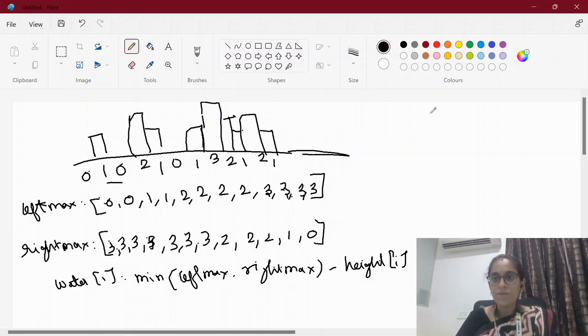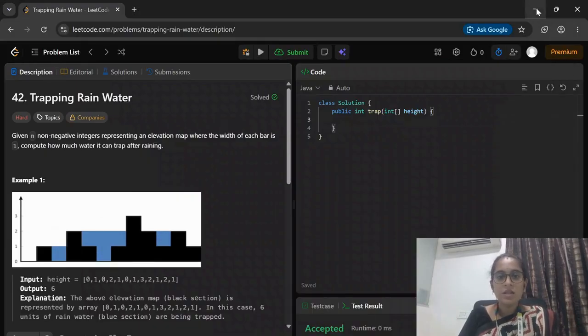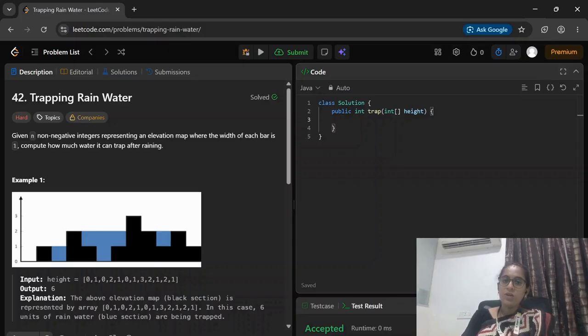So we just look into this code and we start solving the problem. Okay, so here is how to solve this problem. First, they have given a public int trap function with height. First we initialize an n value equal to the height length.